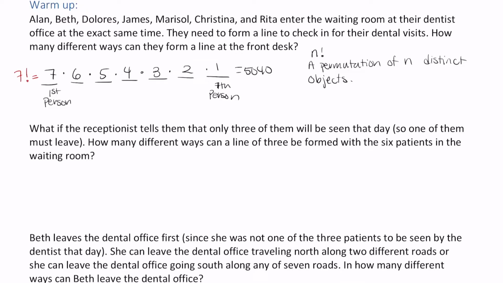Next, what if the receptionist tells these 7 people that only 3 of them will be seen that day? Since only 3 of them will be seen that day, 4 of them have to leave. How many different ways can a line of 3 be formed with 7 patients in this waiting room? Well, now instead of having all 7 positions, we're only going to have these first 3 positions. So this becomes 7 times 6 times 5, which is 210. So there are 210 ways for 7 people to form a line of 3.